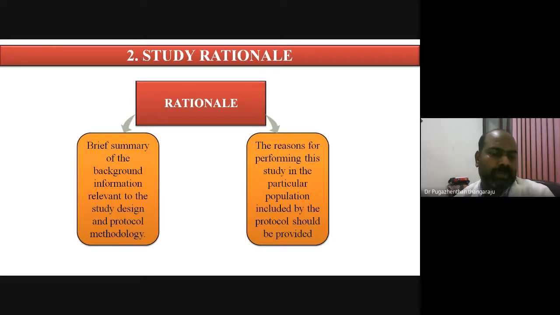Okay. So if you are planning a pediatric study, and there are lots of adult studies, but this is the first time you are taking a pediatric study, you have to justify yourself. Since there is no data or scarce data in the pediatric population, this study is mandated to be conducted. So these are the rationale for doing a study.